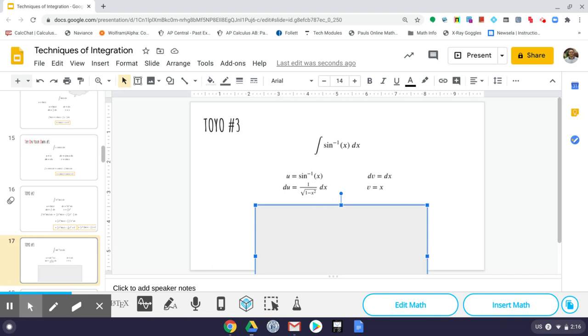Okay. So while it might seem like we're complicating this a little bit, because 1 over the square root of 1 minus x squared isn't the most simplistic function to work with, this actually works out really, really nicely for us. Let's put it all together.